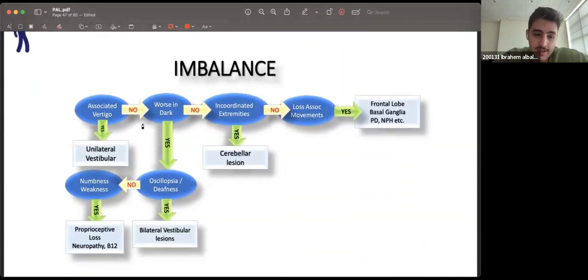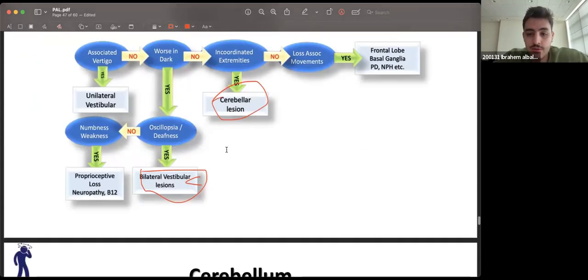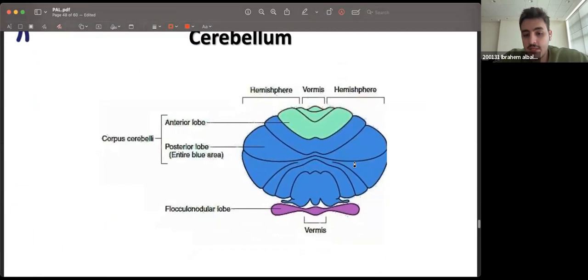There is a certain flow chart, and part of it is the vestibular region, which will tell you that the imbalance is due to vertigo. However, it can be due to a cerebellar lesion. So let's talk about the cerebellum.